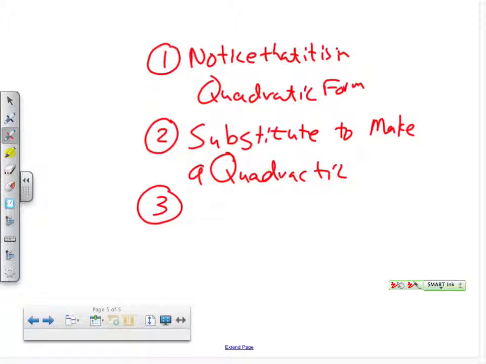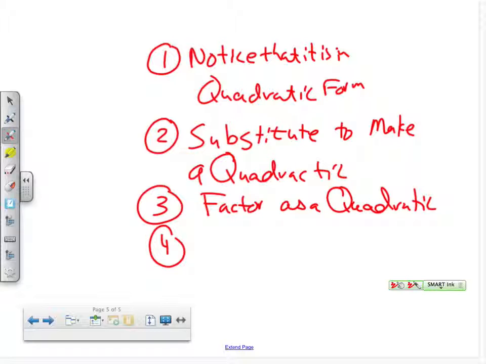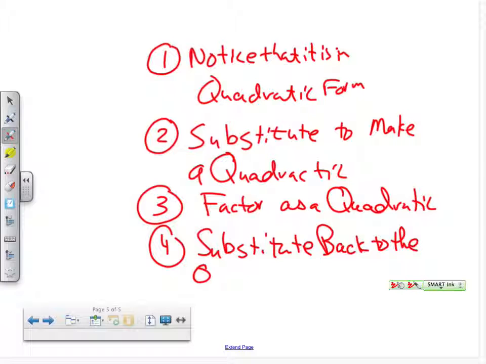Then you're going to factor it as a quadratic. And then you'll substitute back to the original variable. And then, as always, make sure you double check after you've factored to see if you factored completely. You may have to continue factoring.